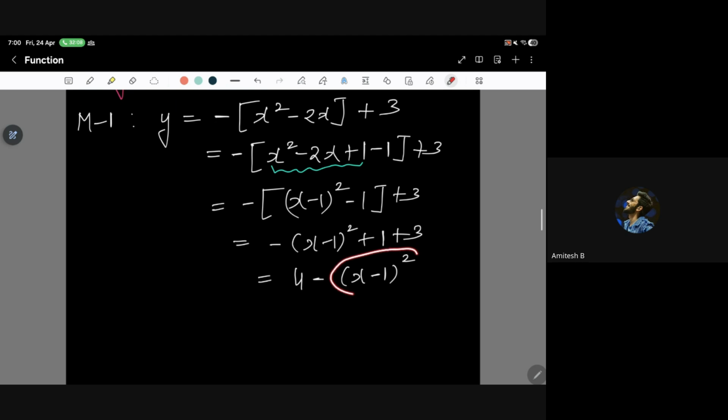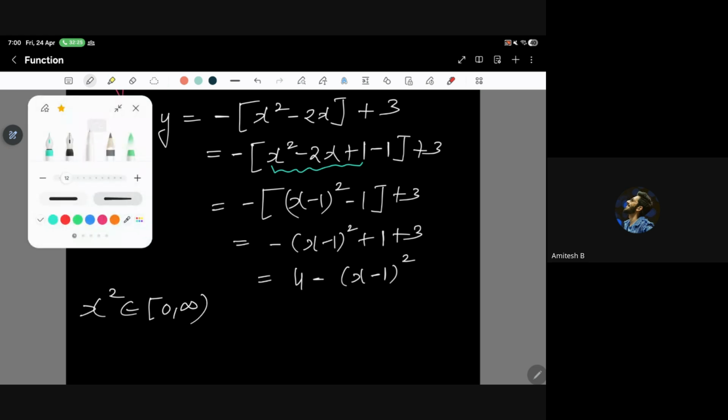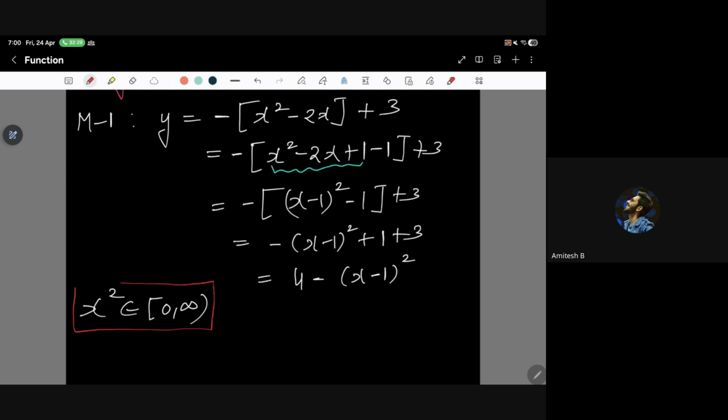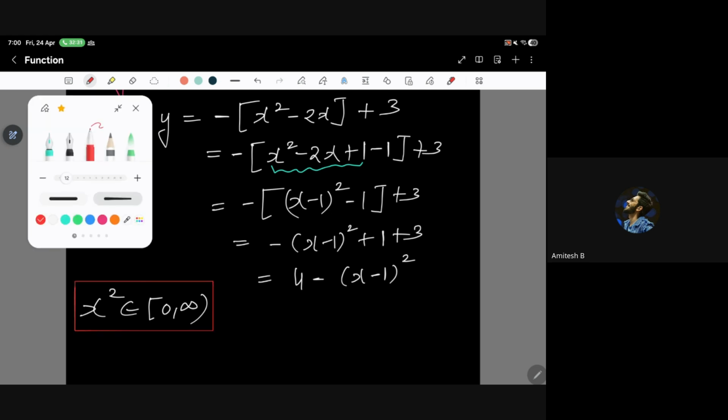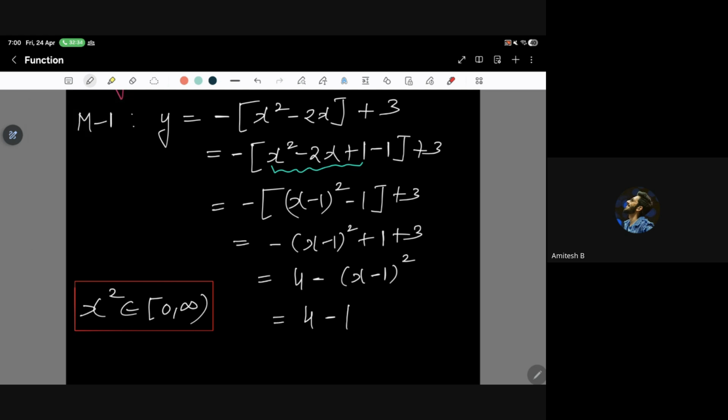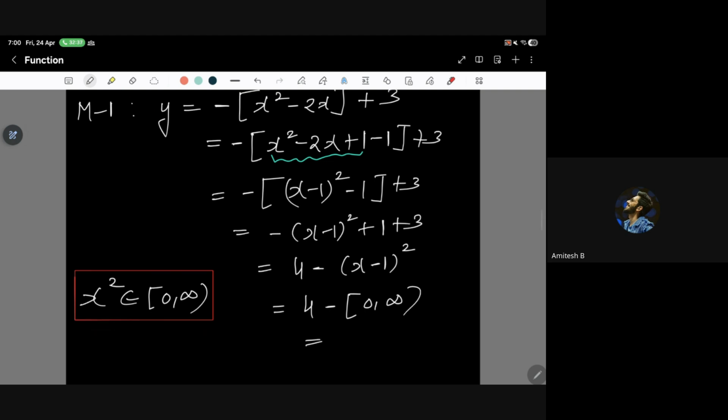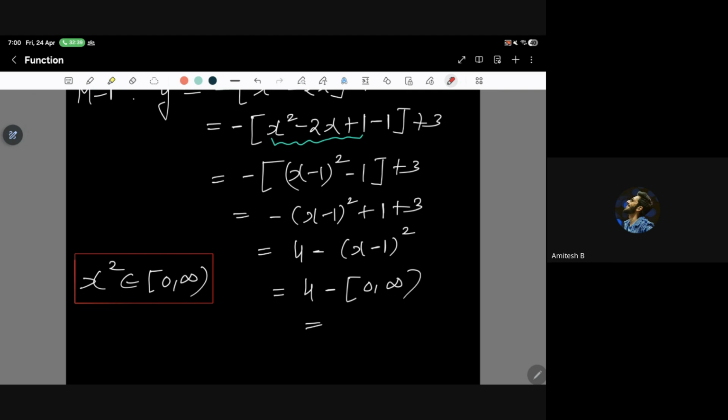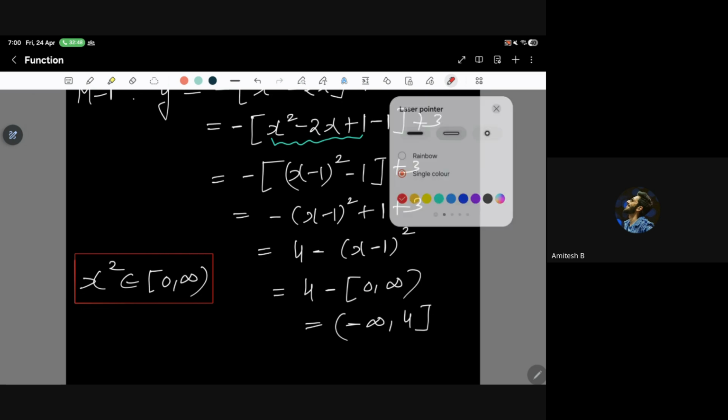Now any whole square, when you take any value of x, it becomes a perfect square, so it is a positive quantity, or when x is equal to 1, it becomes 0. So a perfect square will always belong from 0 to infinity. Any perfect square of a number will always belong from 0 to infinity. So this will also follow the same trend. So 4 minus 0 is 4, 4 minus infinity is minus infinity. So this will be the range of this quadratic.